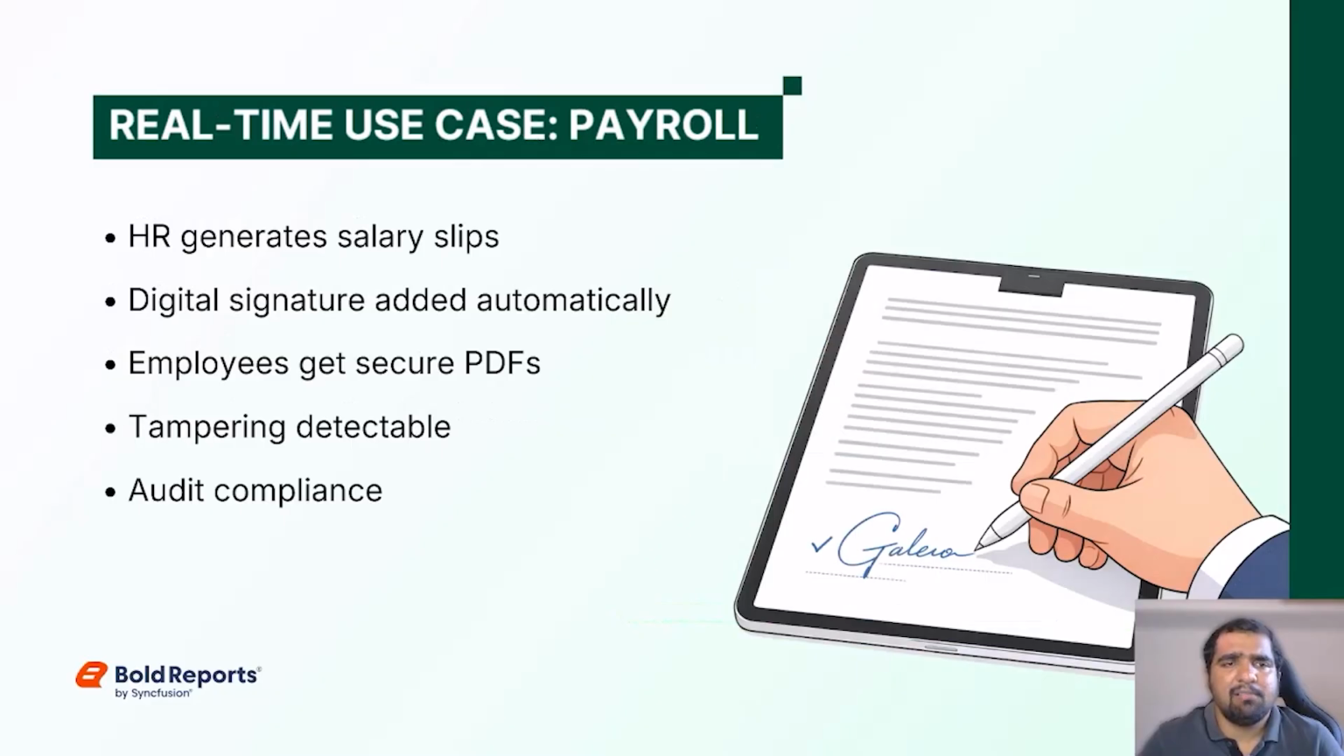Let's look at a real world example. In payroll processing, HR generates the salary slip. A digital signature is automatically applied to the PDF. The employee receives the secure PDF and any tampering can be detected. It ensures audit compliance.